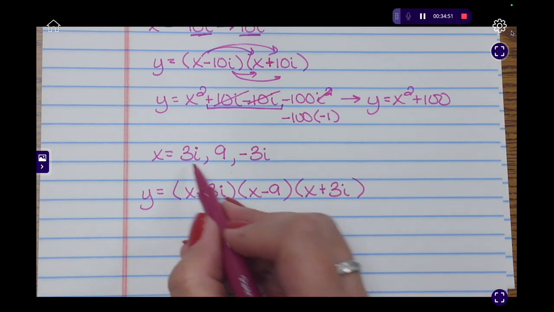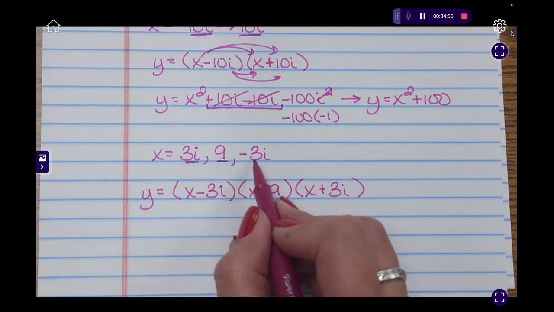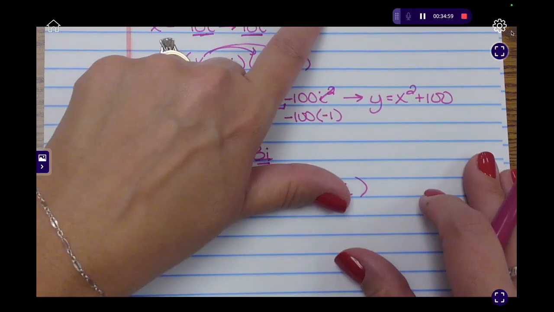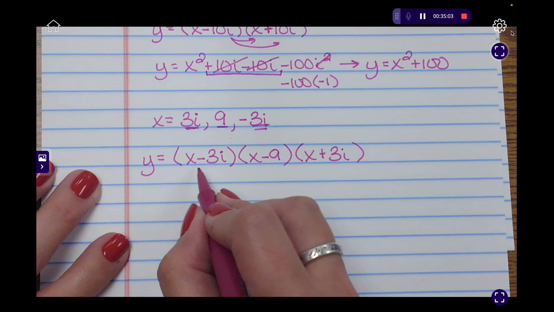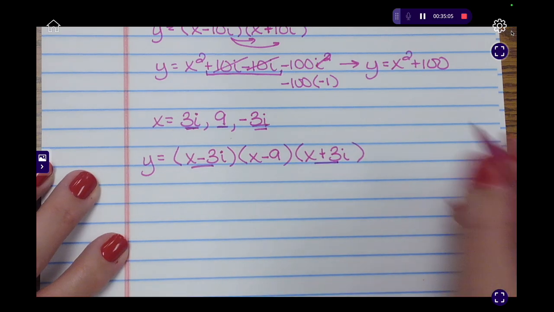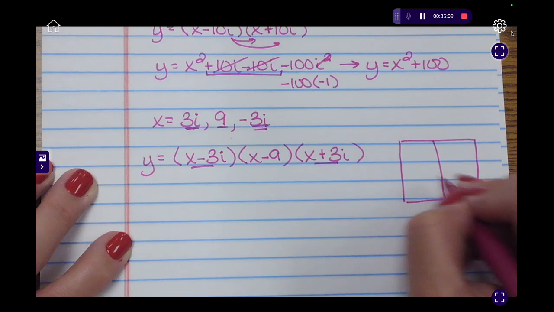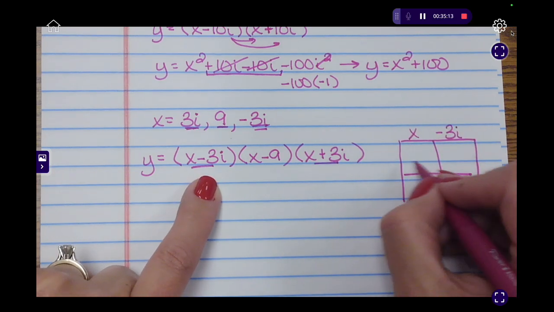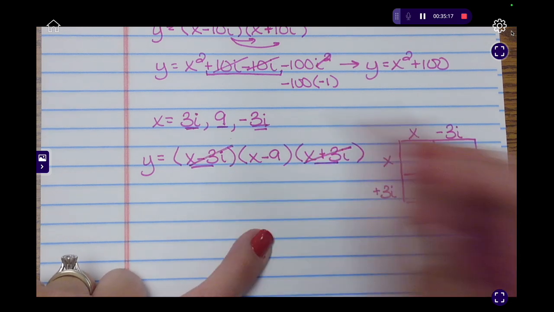So if I give you these two, anytime you have an i or a square root, I know I should have an opposite one as well. Okay, so make sure I can write that in factored form, and then I would simplify it. So I'm actually going to go ahead and multiply these two first. So I'm going to do that off to the side. Let's do the box method as a review for the box method. So I'm going to multiply these two, so x minus 3i and then x plus 3i. So I'm multiplying these two first.